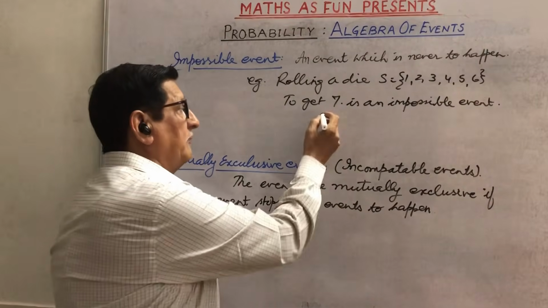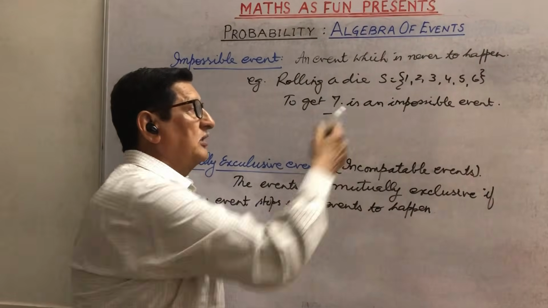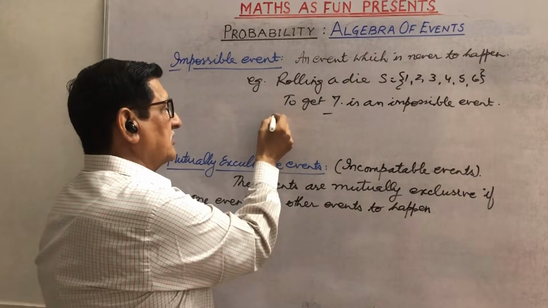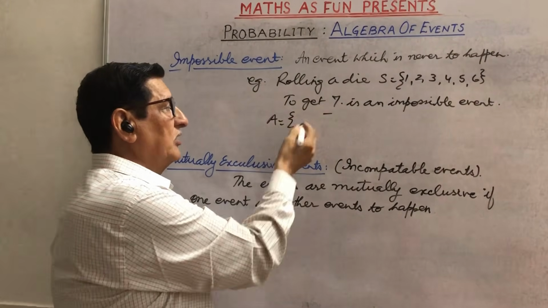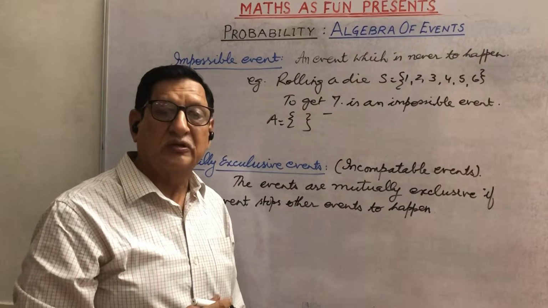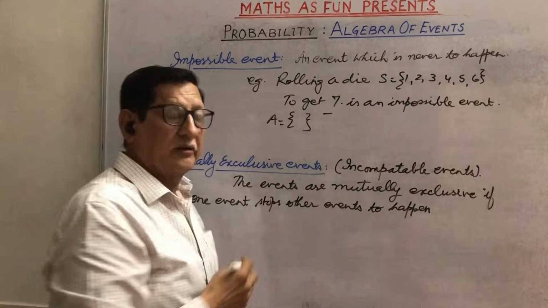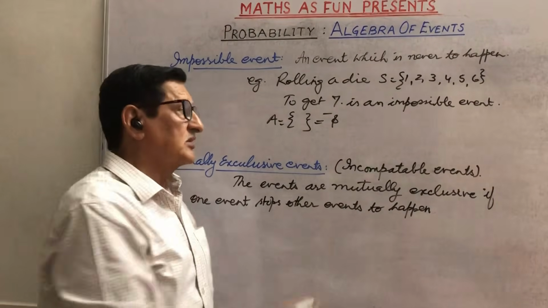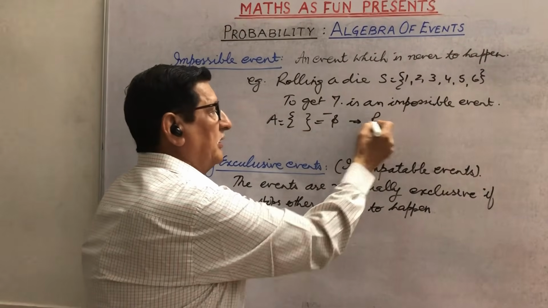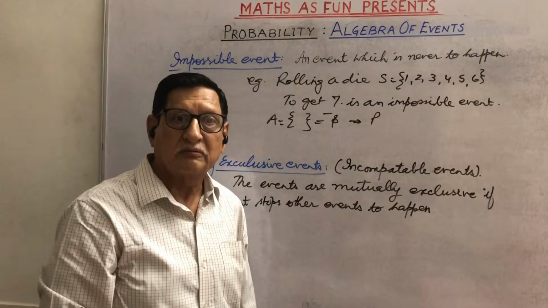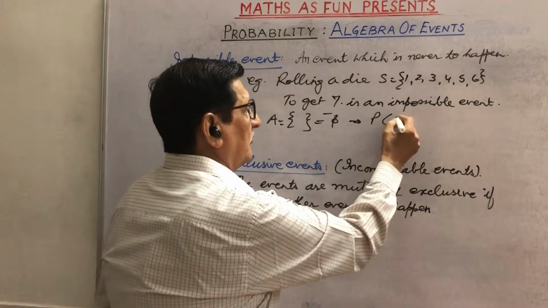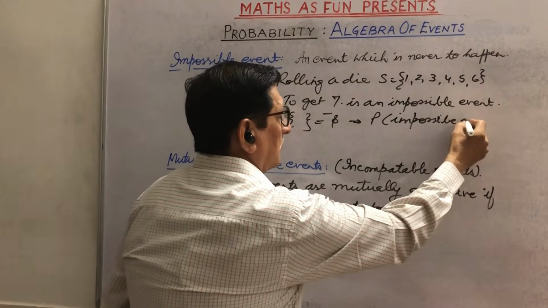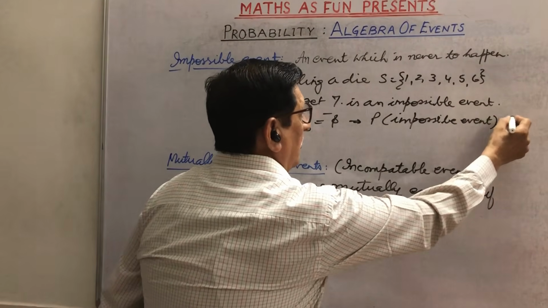Now please remember that any impossible event, suppose we say it is A, will not contain any of the elements here. So this we can say is empty. And that's why we say that the probability of an impossible event will always be 0.